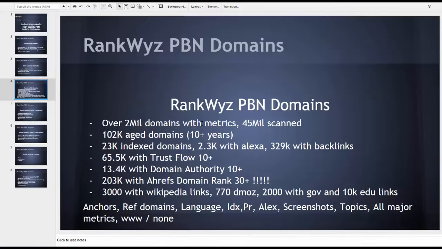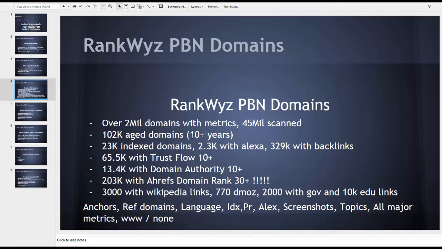I put a summary of domains here. So we have over 2 million domains with metrics, overall 45 million domains scanned. So we have 102k age domains, 10 plus years domains.